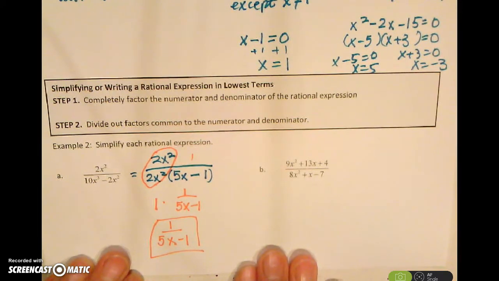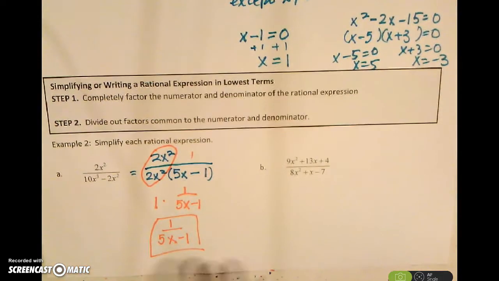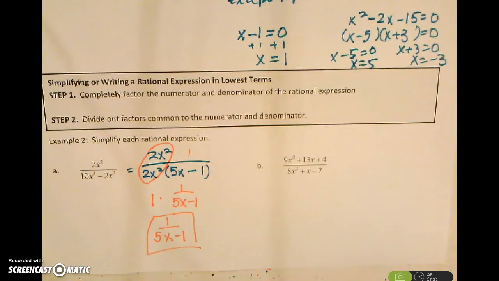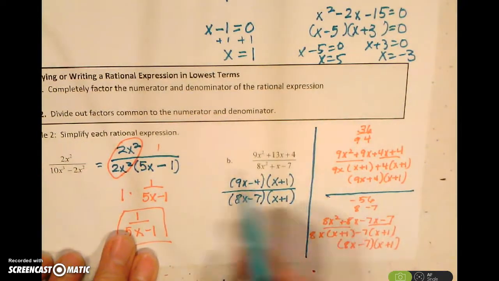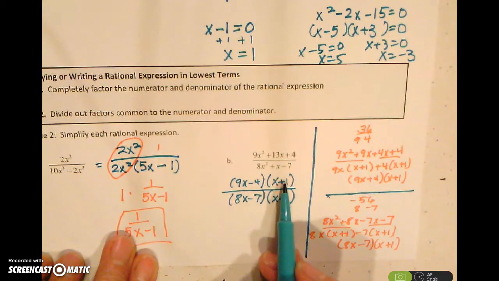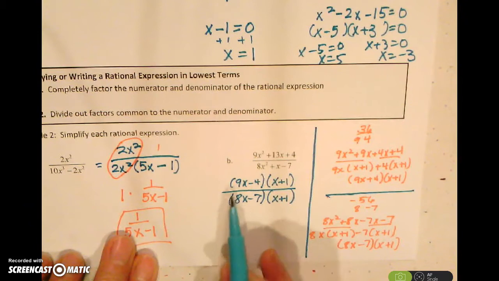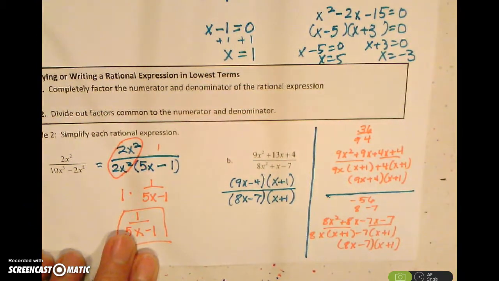B, I will need to factor both of those with the AC method. So I'm going to stop this, and I'm going to do my factoring to the side and then come back. Voila, my factoring is done. So my numerator factors into (9x minus 4)(x plus 1), and the denominator (8x minus 7)(x plus 1).